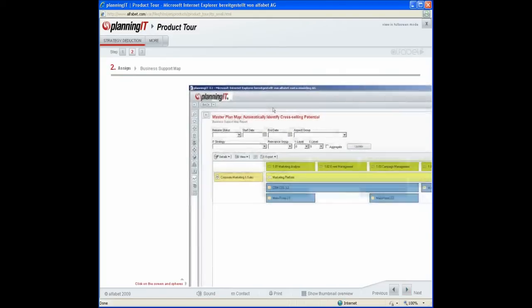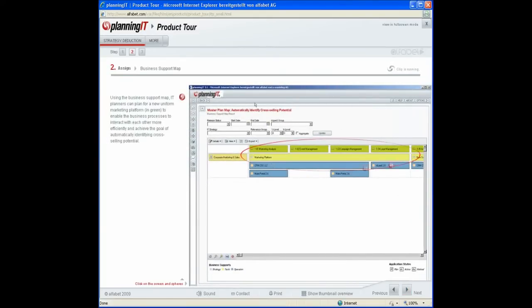The business support map. Using the business support map, IT planners can plan for a new uniform marketing platform, shown here in green, to enable the business processes to interact with each other more efficiently and achieve the goal of automatically identifying cross-selling potential.